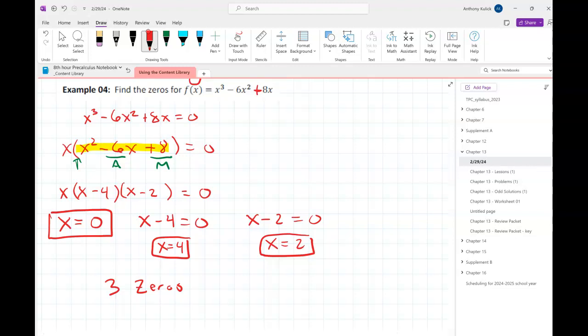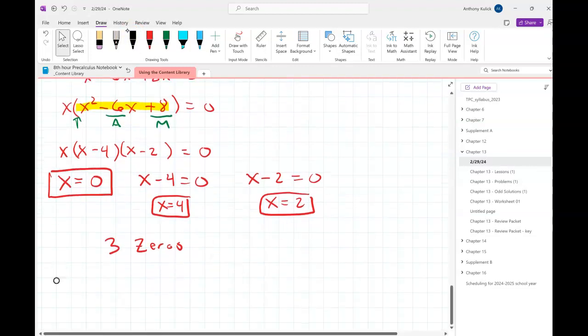How many zeros could this problem have at most? 3. So I know I've got them all, right? Everybody's cool? Now, do I have to get exactly 3 zeros from a problem like this? Could I have gotten less? Yes. Let's look at an example where that happens.